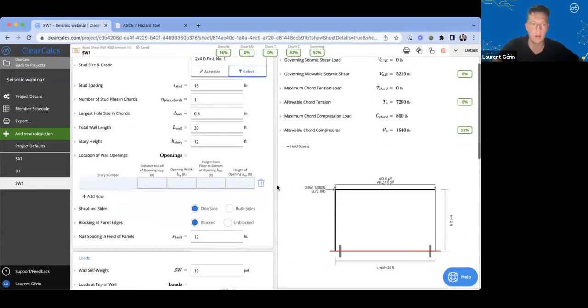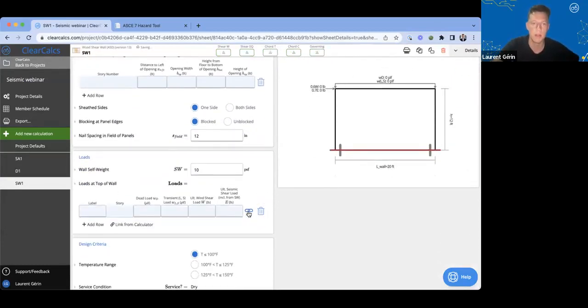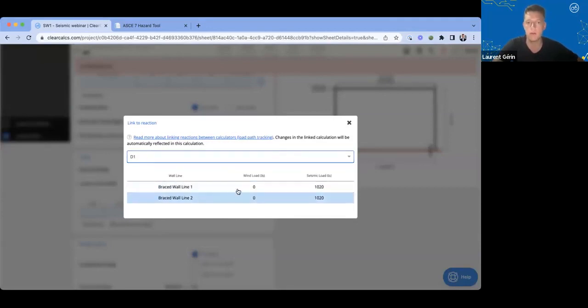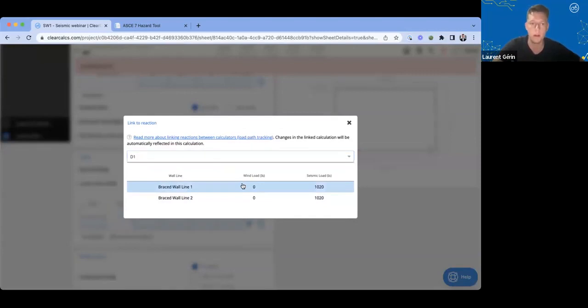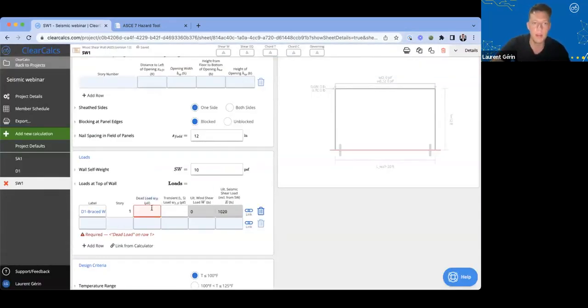So in this case, we've got loads already, but we're not actually going to care about these. I'm just going to delete this, and I'm going to click the link button. It's going to take a second, and then D1, that's my diaphragm. Braced wall line one, braced wall line two, in this case, they're the same, so I'm just going to pick one. Sorry, it's going to take just a second. Okay. And I could add my dead load and transient load if I wanted to. In this case, it doesn't really matter, so I'm just going to leave it at zero.